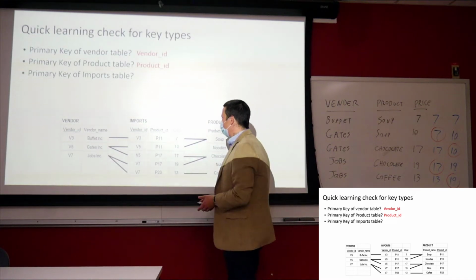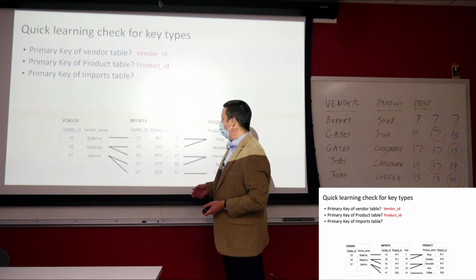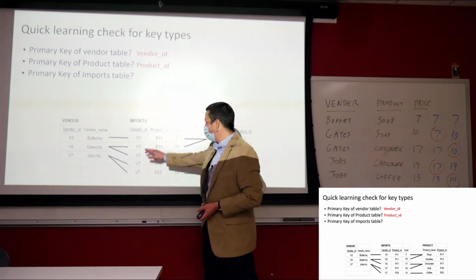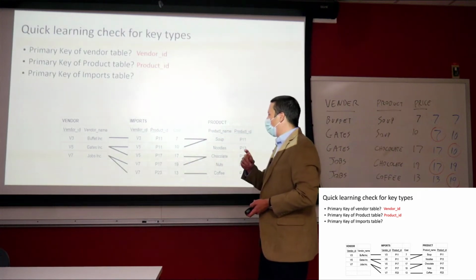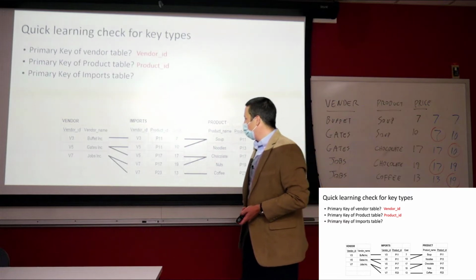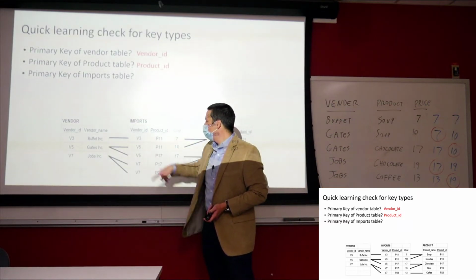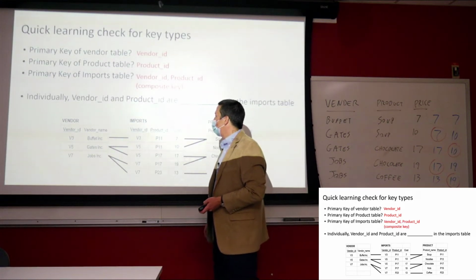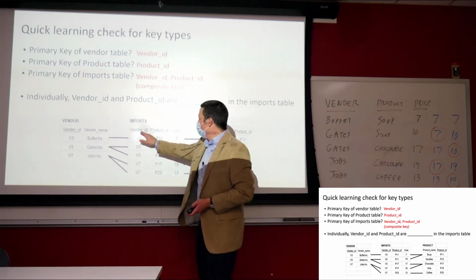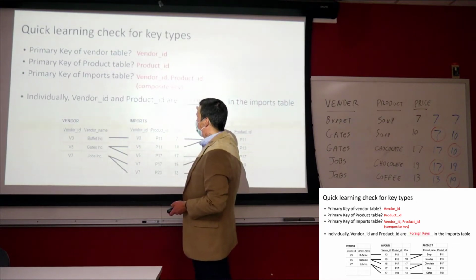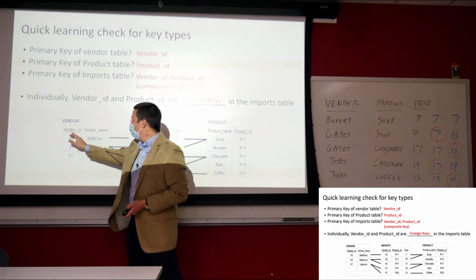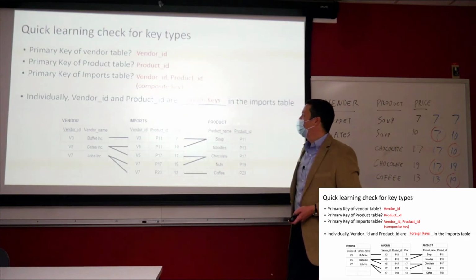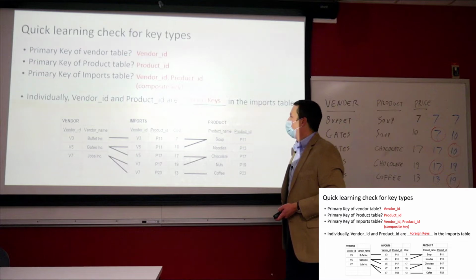It's a composite, right? Because if I say which row is product ID P11, I don't know if it's this one or this one. If I say which row is vendor ID V5, I don't know if it's this one or this one. But if I say point to vendor V5 product P11, it's this one and only one. This is a unique identifier for the imports table. So we have a composite key of vendor ID and product ID. Individually, vendor ID and product ID are foreign keys. Vendor ID in the imports table is a foreign key that refers to vendor ID in the vendor table, and product ID in the imports table is a foreign key that refers to product ID in the product table.